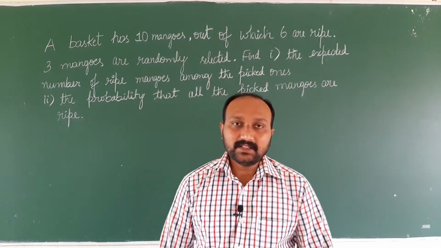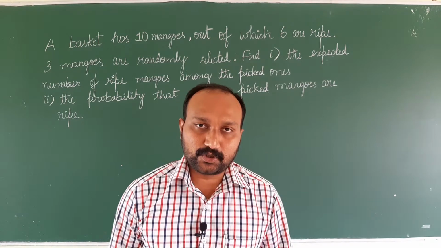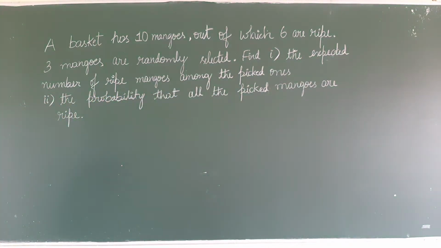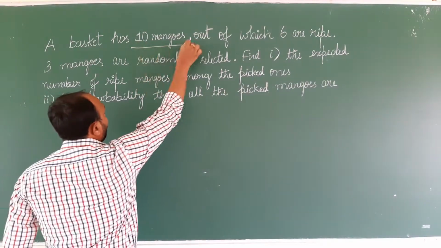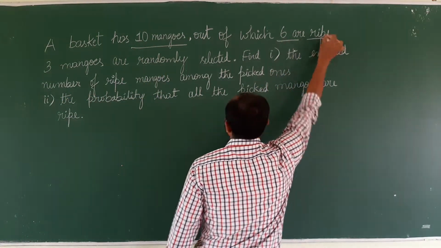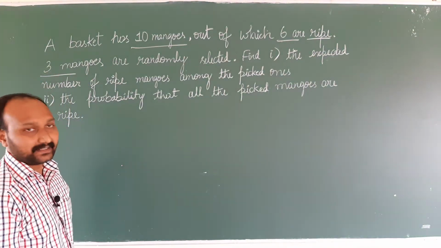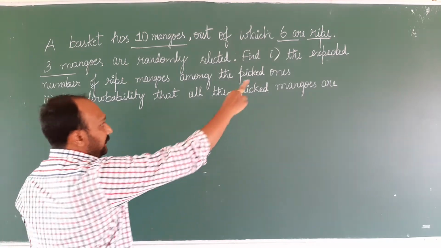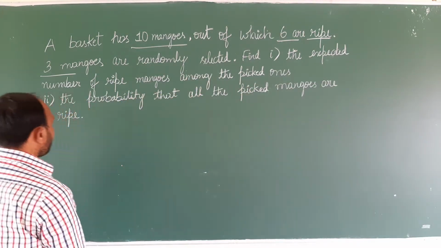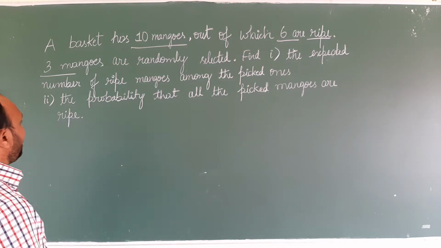In today's session, let us study how to solve problems on hypergeometric distribution. Here is a question. A basket has 10 mangoes, out of which 6 are ripe. 3 mangoes are randomly selected. Find the expected number of ripe mangoes among the picked ones. Second question, the probability that all the picked mangoes are ripe.